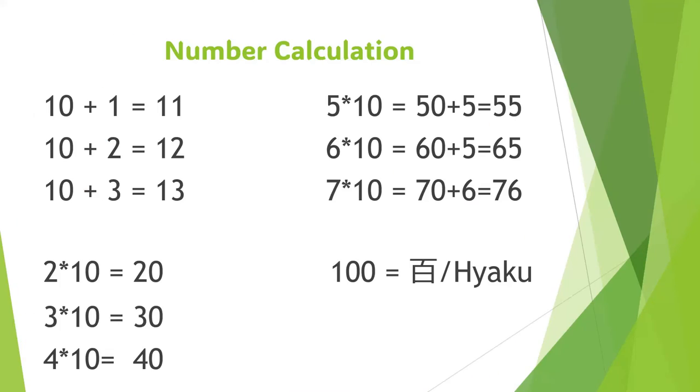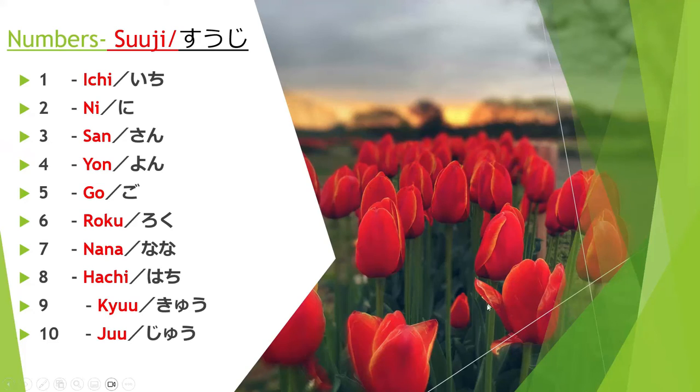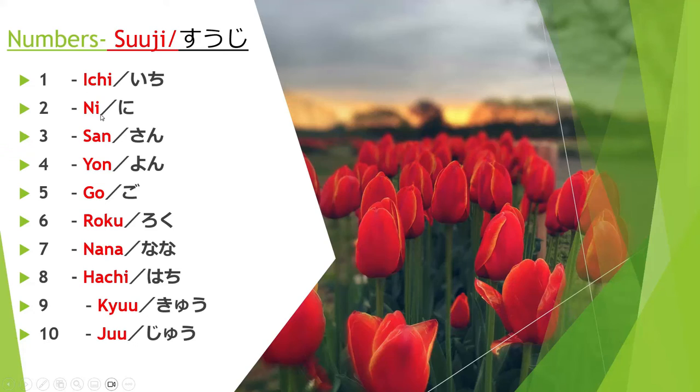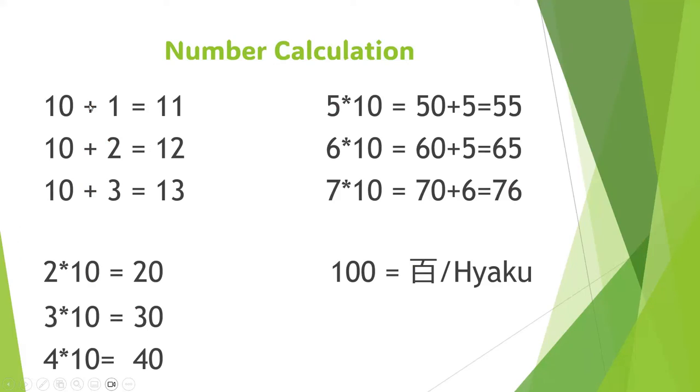And then what will you call for 11? That is 10 plus 1. So that is ju, ichi. So that is 11. 11 is ju-ichi, and 12 is ju-ni. Likewise, it will go till 19. Ju-kyu is 19.